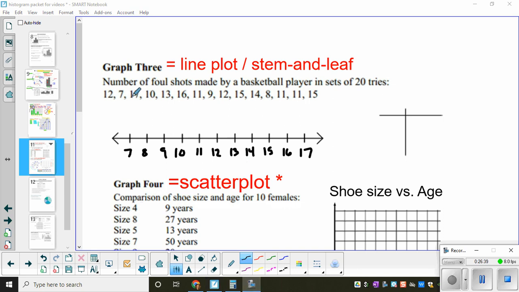And now we're just going to look and tally the data. So the 12, we're going to put an X here. Then we had a 7. Then we had a 17. So 3 of them so far.